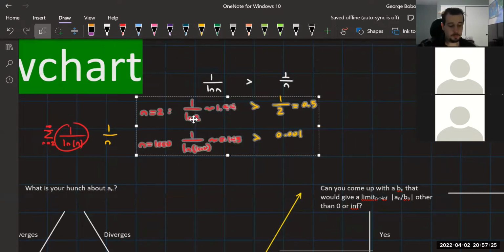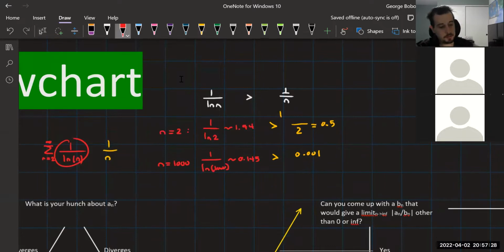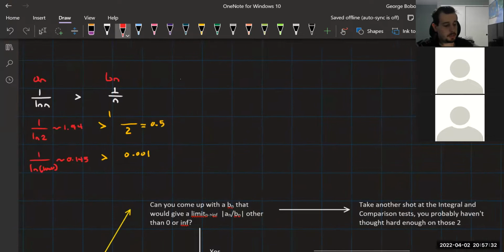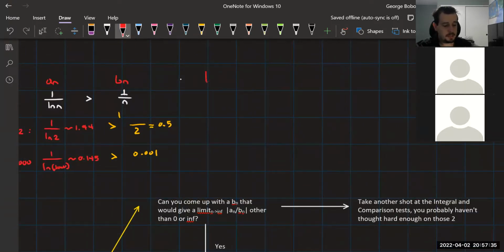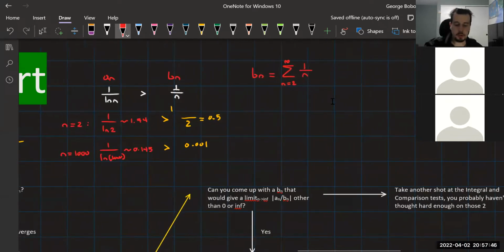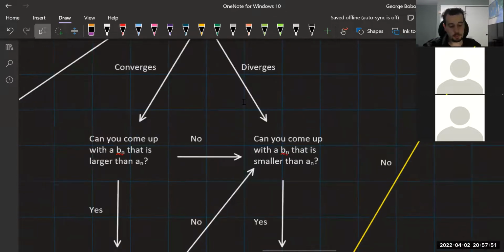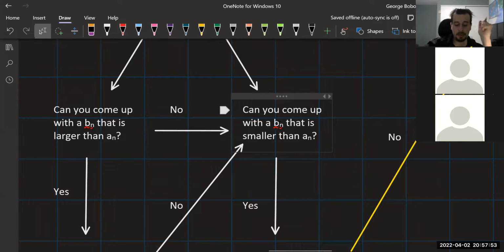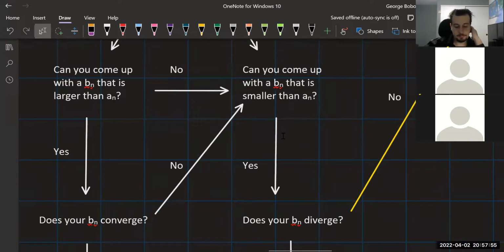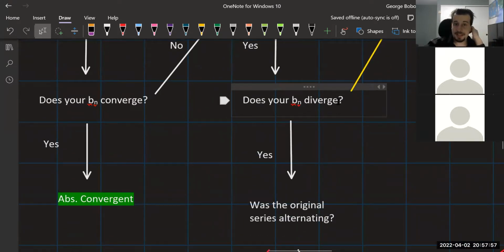So this is your an, this is your bn. Anybody want to have a word about what bn does? bn here is now this series, and again, we'll start it at 2 like the other one did. So what are you checking to see? You were on this step. Can you come up with a bn that is smaller? Yeah, we did. Does your bn diverge?